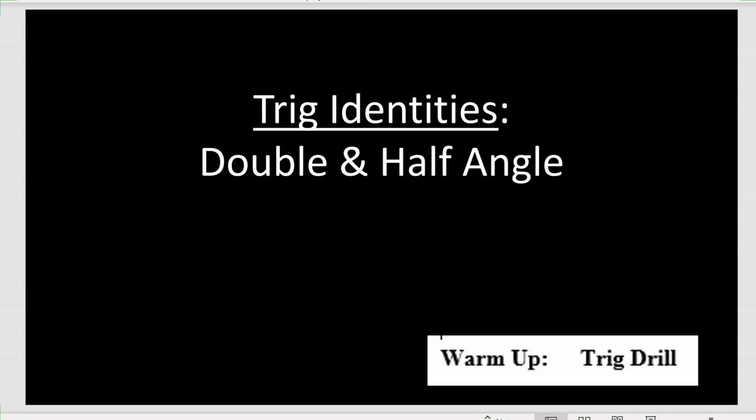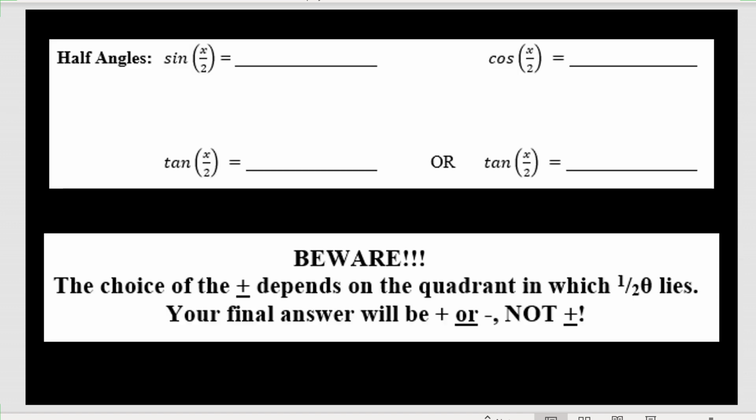Welcome back. This is the last little bit of our unit with simplifying and verifying trig identities. This lesson is for half angles. It's the second part of the double half angle formulas. Alrighty, so our half angle formulas.